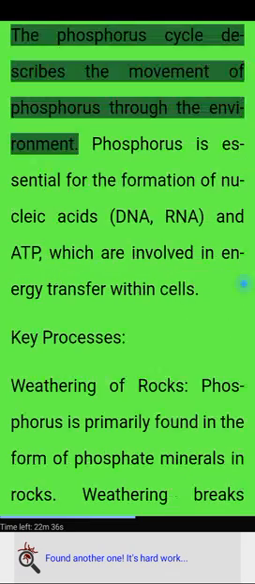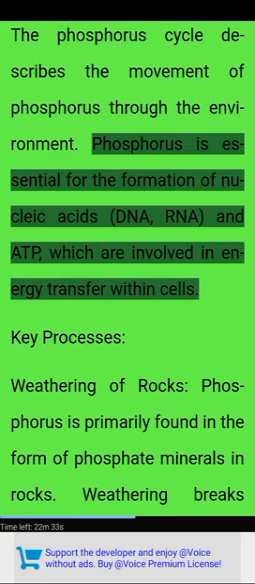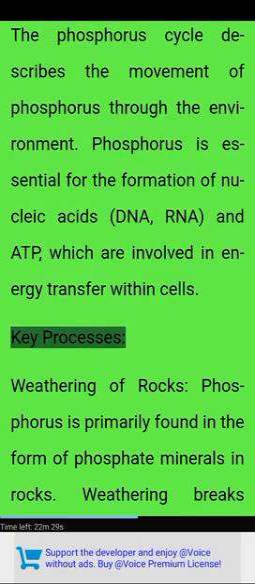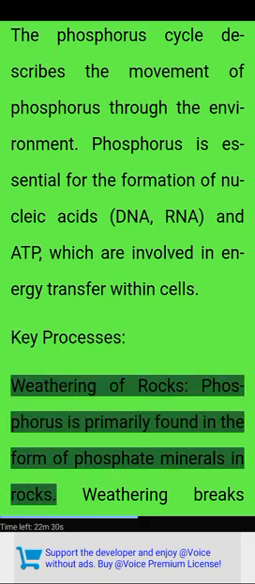3. The phosphorus cycle. The phosphorus cycle describes the movement of phosphorus through the environment. Phosphorus is essential for the formation of nucleic acids (DNA, RNA) and ATP, which are involved in energy transfer within cells. Key processes. Weathering of rocks: phosphorus is primarily found in the form of phosphate minerals in rocks.